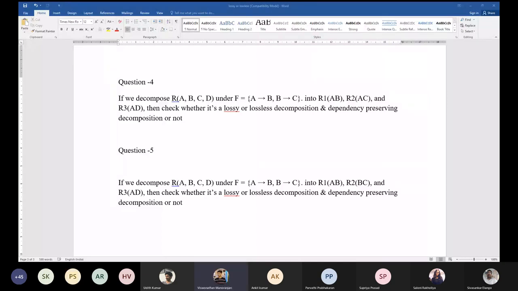Sir, it's not dependency preserving, right? Because D won't be present. It's lossy as well. Yes, sir. So Viswanathan, can you share yours? Yes, sir. I think you can upload it and show it if it is visible.